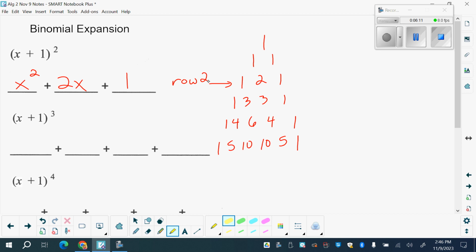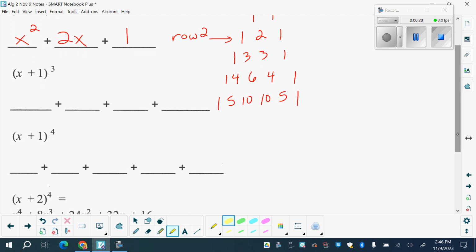Once again, thank you to those of you that are sitting quietly. So, x plus 1 to the third. What we can do is, actually I'm just going to go ahead and tell you what that is. x to the third plus 3x squared plus 3x plus 1. So my coefficients, where do they come from?